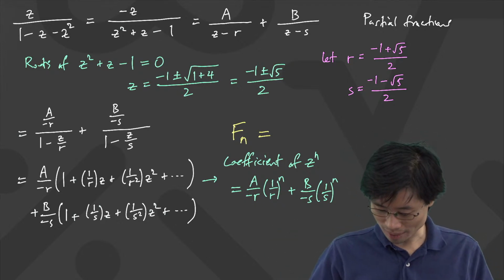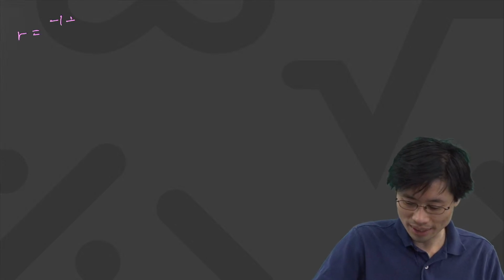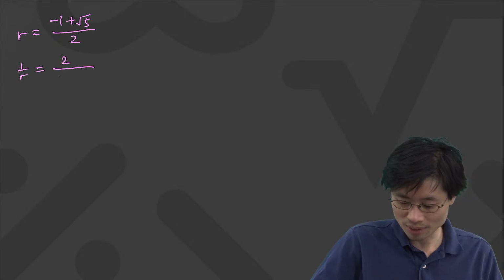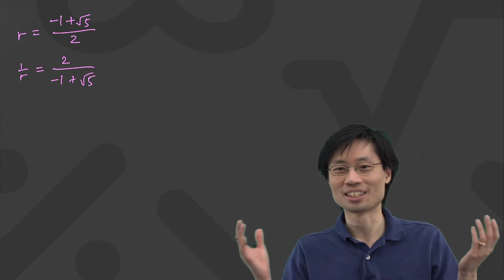Okay, so minus 1 plus root 5 over 2. So r is equal to minus 1 plus the root of 5 over 2. Okay, that's fine. Then what's 1 over r? 1 over r is you flip it: 2 over minus 1 plus root 5. That's not phi. Well, you rationalize the denominator.